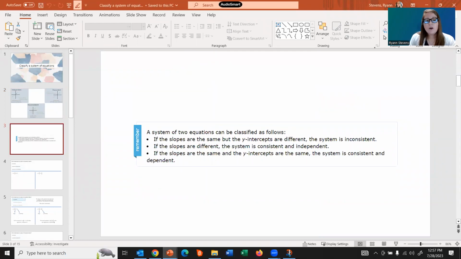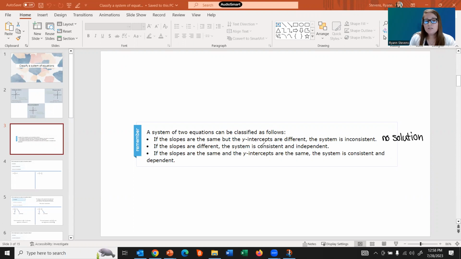So here we have, if we didn't have the graphs, how would we be able to classify these systems of equations? Okay, so they can be classified as follows. If the slopes are the same, but the y-intercepts are different, the system is inconsistent, which means this is also no solution. So everything we worked on in the last examples from the last video can still apply. We want to see how many solutions there are, and that's going to help us to determine how to classify the system of equations.